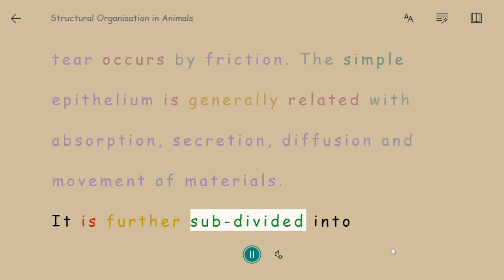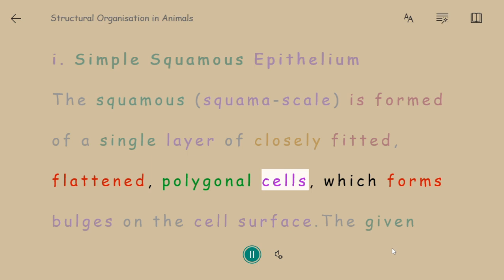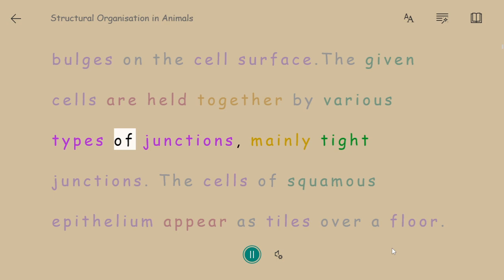1. Simple squamous epithelium. The squamous (scale) epithelium is formed of a single layer of closely fitted, flattened, polygonal cells, which forms bulges on the cell surface. The given cells are held together by various types of junctions, mainly tight junctions. The cells of squamous epithelium appear as tiles over a floor. They are also known as pavement epithelium.